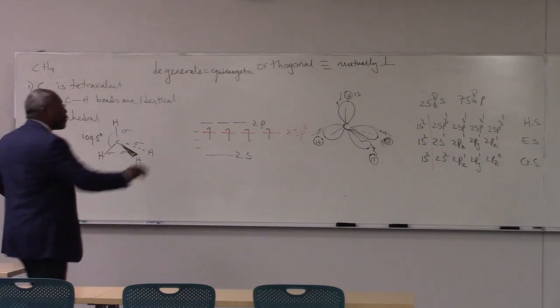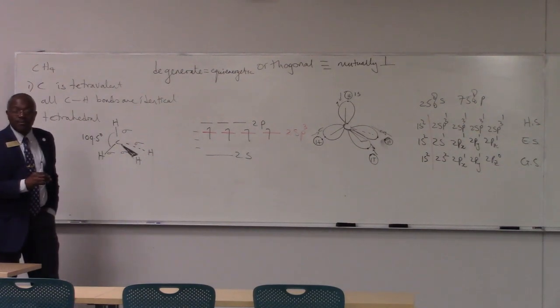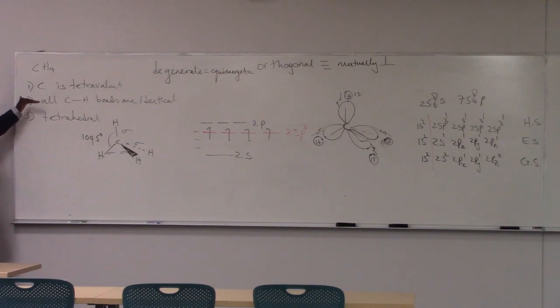Okay, so my sp3 hybridization accounts for the tetravalence of carbon, the identical nature of all the CH bonds, and the tetrahedral structure of methane.